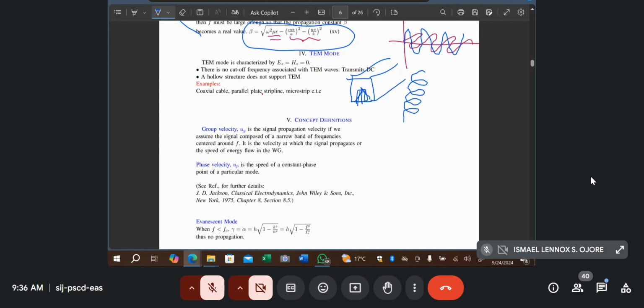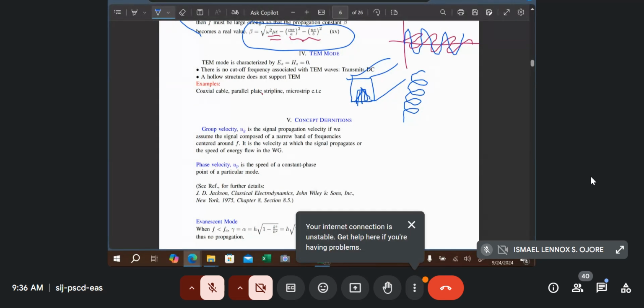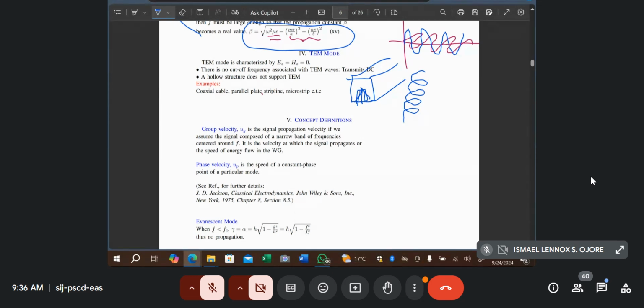So you assume that a signal is composed of narrow band frequencies, which is centered around some f. So if you average all those frequencies, then you get f, which is the center frequency. So you can actually determine the group velocity, which is the velocity at which the signal propagates, or the speed of energy flow in the waveguide. So when we say that this wave is moving at this speed, actually it's the group velocity.